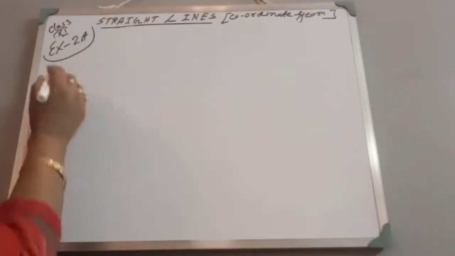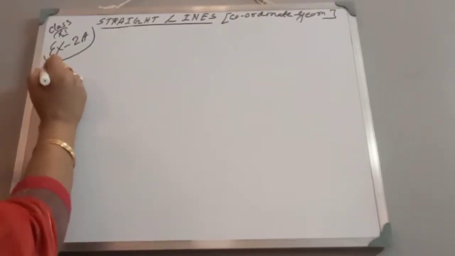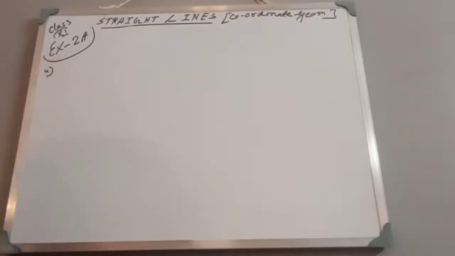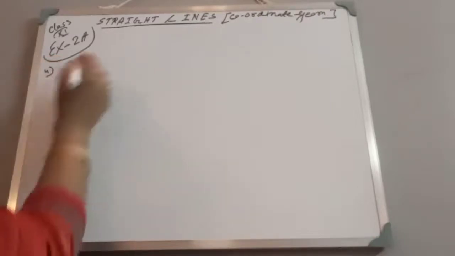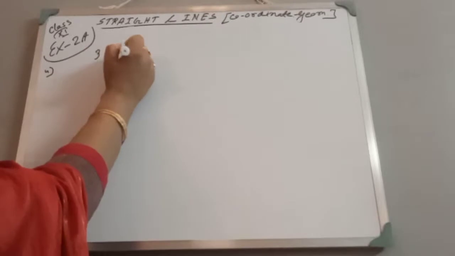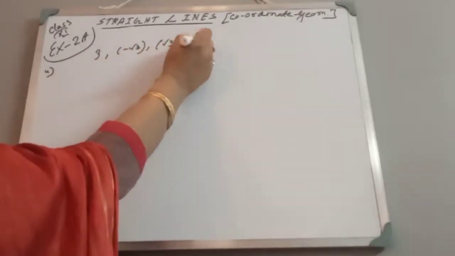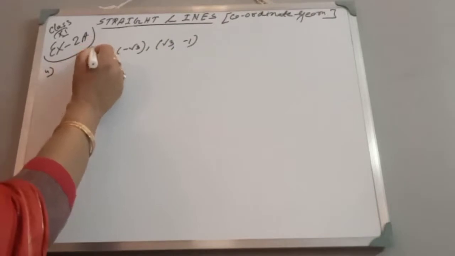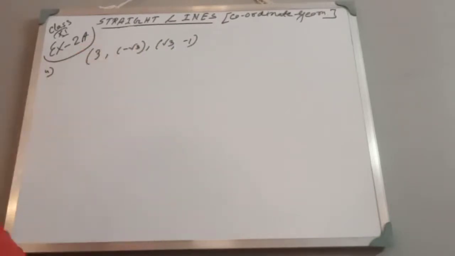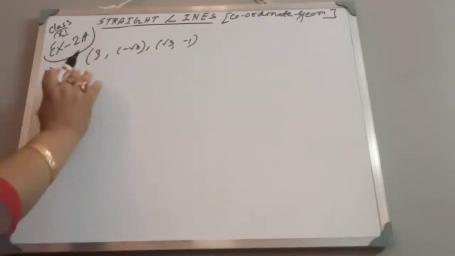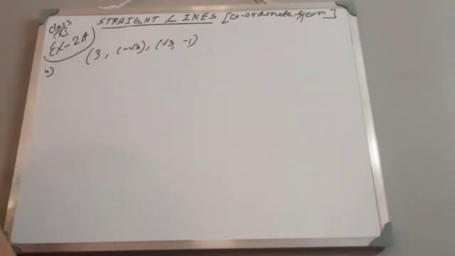Find the inclination, the objective type questions, one point. Find the inclination of the line joining the points 3 minus root 3 and root 3 minus 1. These are the points given, 1 and 2. Two points are given. We have to find the inclination.